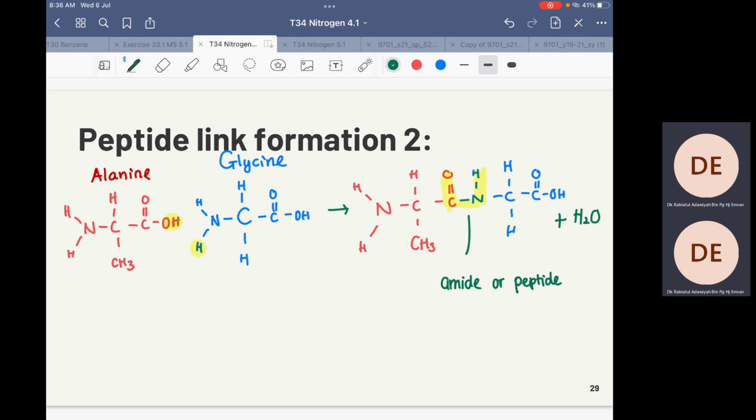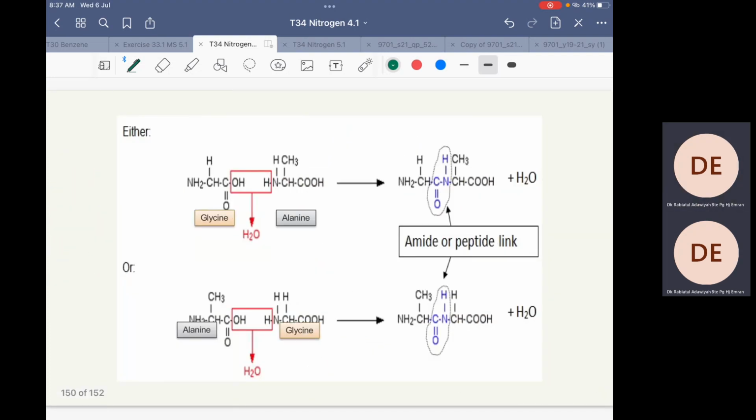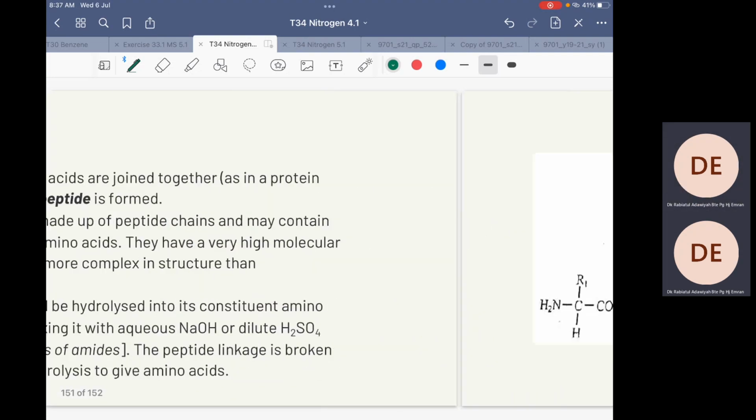Proteins could be hydrolyzed into their constituent amino acids by refluxing with aqueous sodium hydroxide or dilute sulfuric acid. See hydrolysis of amides. So when you break down the peptide chains, it is exactly the same as hydrolysis of amides because you are breaking down the amide bonds. Okay, so the conditions and the products will also be the same. The peptide linkage is broken during the hydrolysis to give back the amino acids. Right, so that's what's happening.